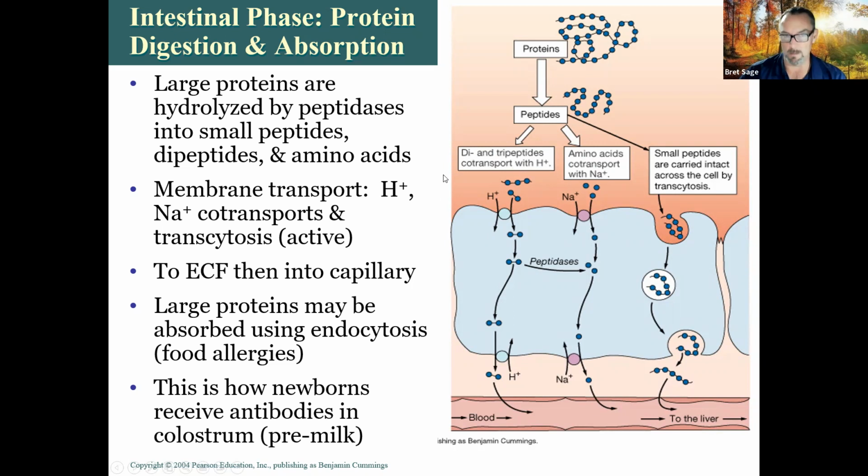I'm going to get to the picture here before I finish the rest of these notes. Di- and tripeptides can be co-transported with hydrogen ions, so you can end up with di- or tripeptides. You can end up moving individual amino acids, but here's the significant one.